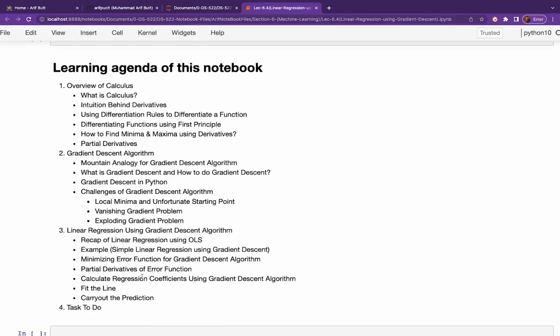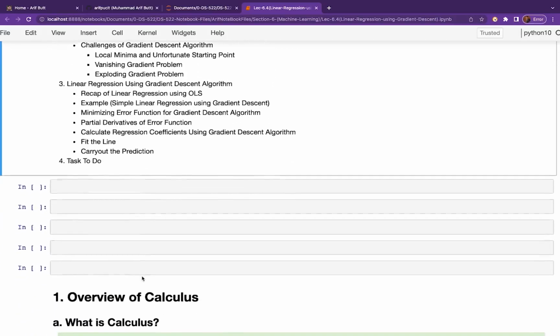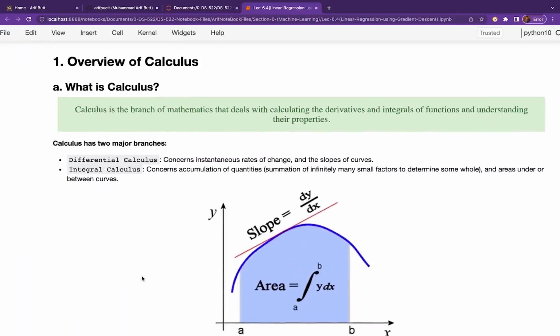My dear students, if you want to jump on a specific subtopic, you can do so by clicking the link in the timeline below in the description box. So let me start with section 1, and that is overview of some related concepts of calculus.